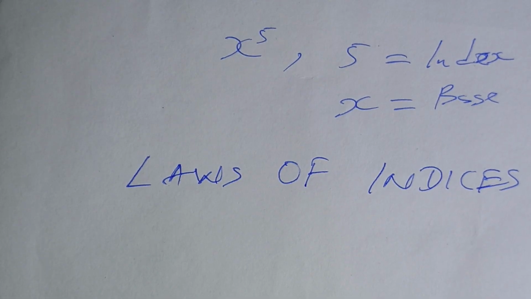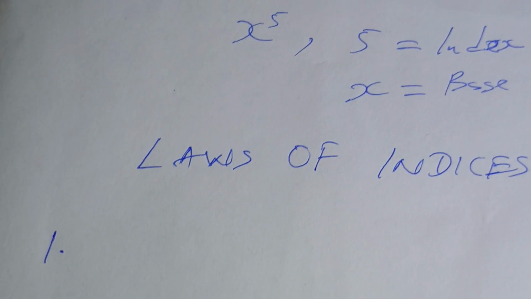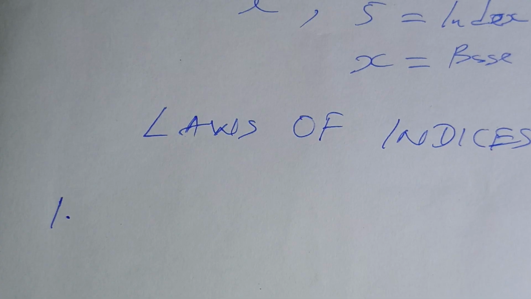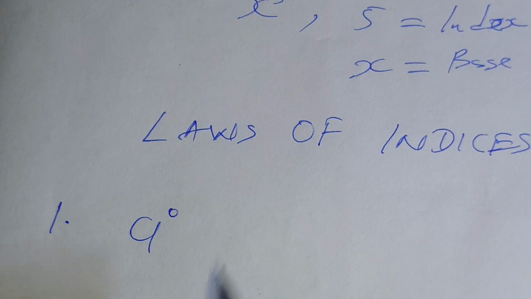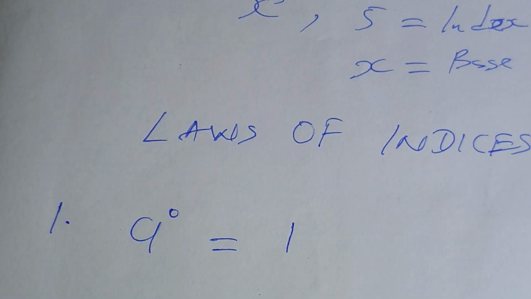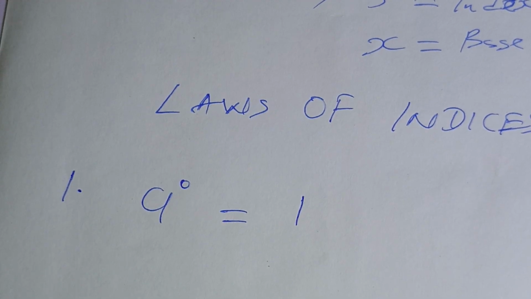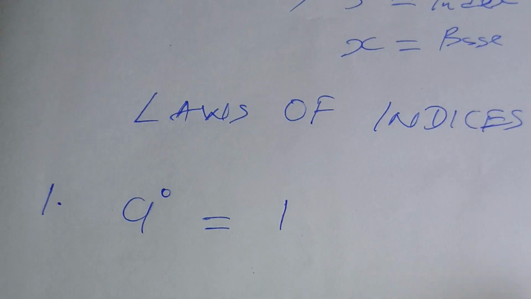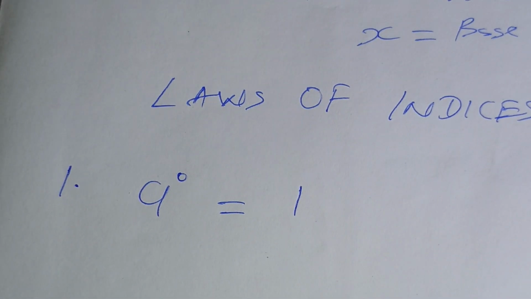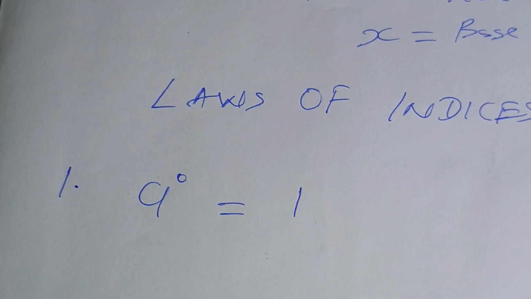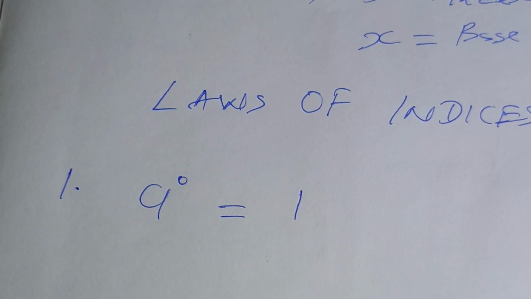So let's go to the laws of indices now. Let's look at the first law. Number one, the first law of indices. The first law of indices states that if I have a raised to power 0, a raised to power 0 equals 1. This law states that anything raised to power 0 is 1. Anything whatsoever it is, whether a number or a symbol or a letter, as it is in algebra, whatsoever is raised to power 0 is 1. Anything whatsoever.